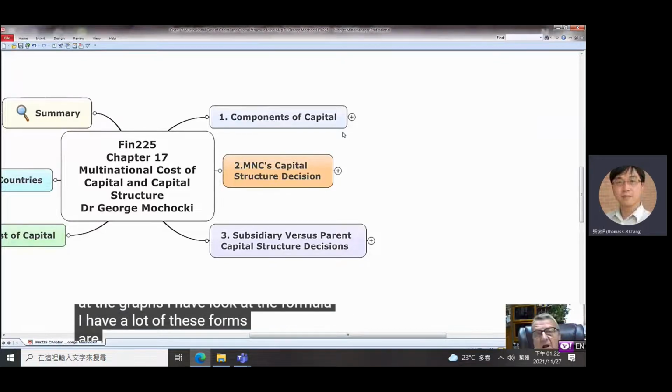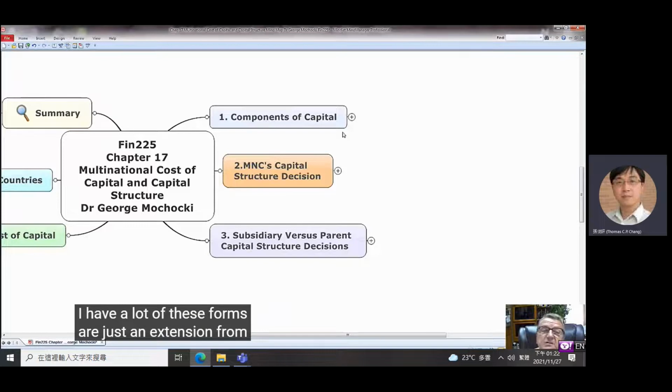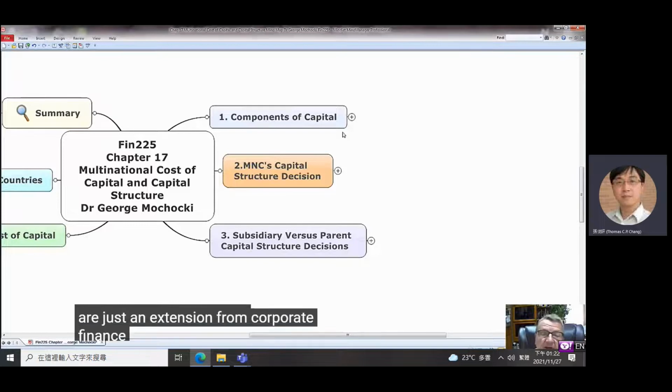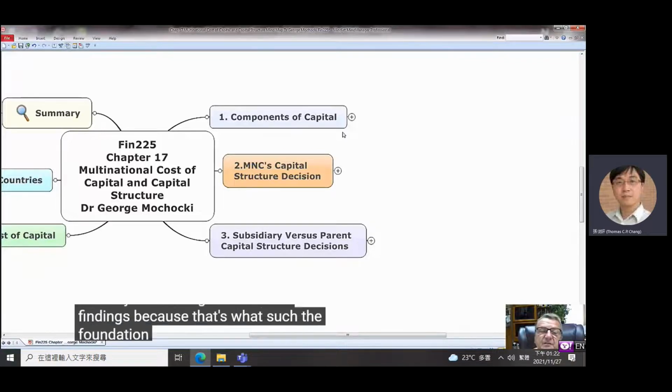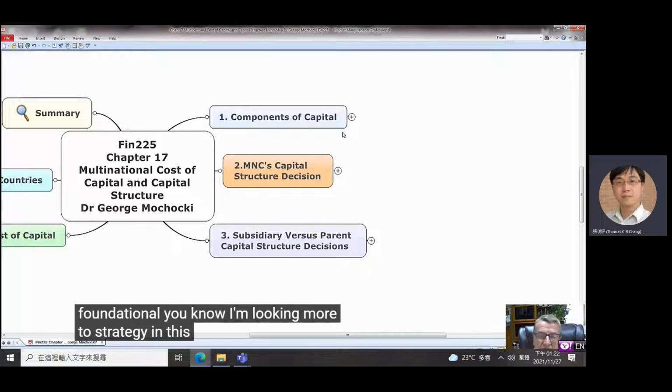A lot of these formulas are just an extension from corporate finance. Hopefully you had corporate finance before you take international finance, because that's what sets the foundation, and accounting sets the foundation. And I'm just assuming you already know the formulas and that foundation, and I'm looking more at the strategy in this class.